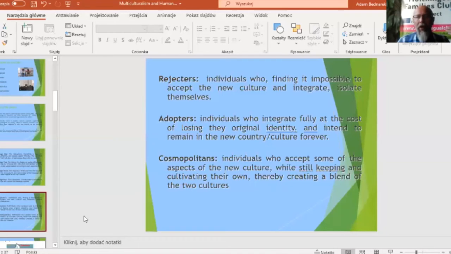But your child, in the long run, could also become what is good, which is cosmopolitan. Individuals who accept some of the aspects of the new culture while still keeping and cultivating their own, thereby creating a blend of the 2 cultures, allowing for that child to later in life better understand colleagues and peers at work, better to move forward in business as well. Apart from linguistic values, meaning knowing languages, it's also knowing those cultures. It's easier to understand. Those people are like gold for global markets because they know how to do business. They understand the culture of the society, and they're greatest at their job.